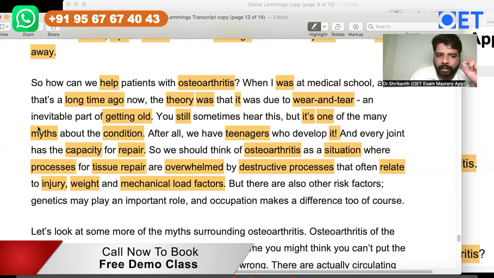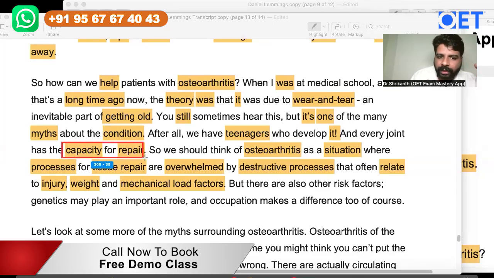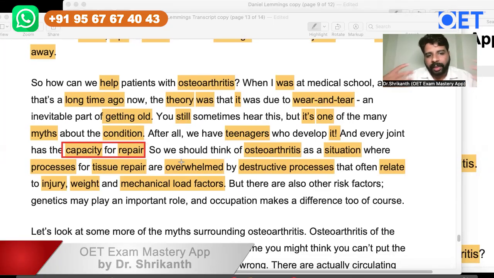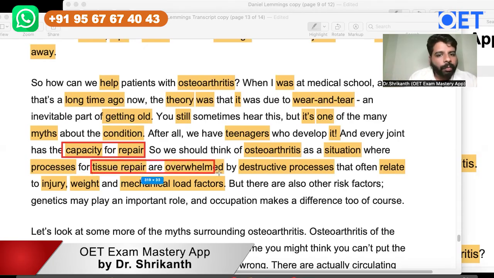The human body has the ability to heal. Okay, he's saying every joint in our body has the capacity for repair. There is no need for us to give any medicines. Without giving any medicines, the body has the capacity to heal. But in osteoarthritis, the tissue repair is overwhelmed.